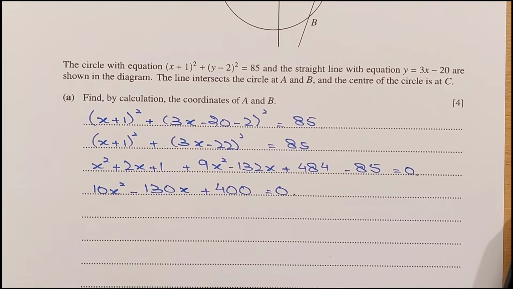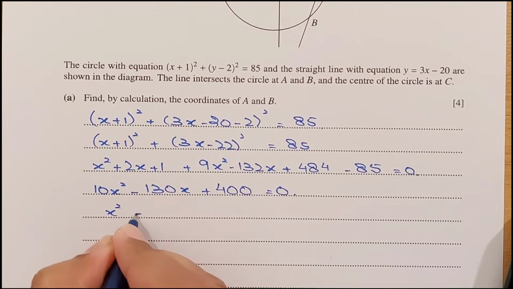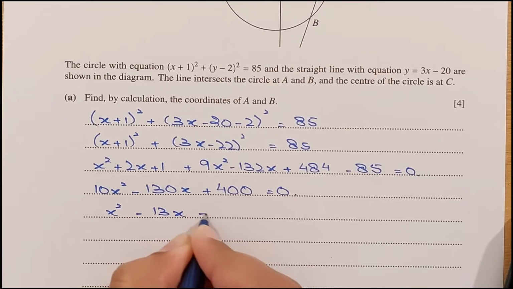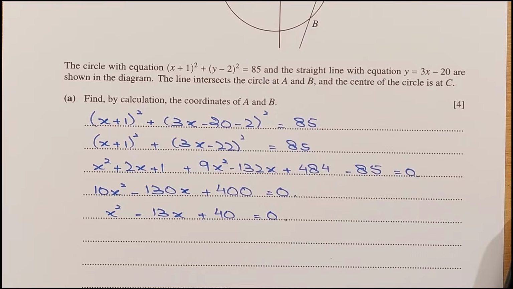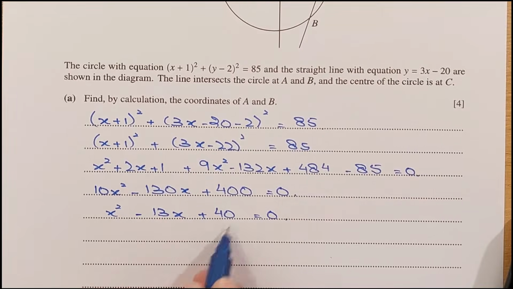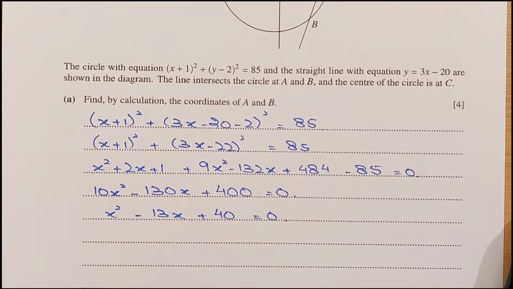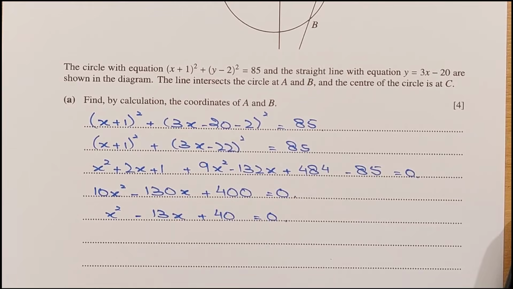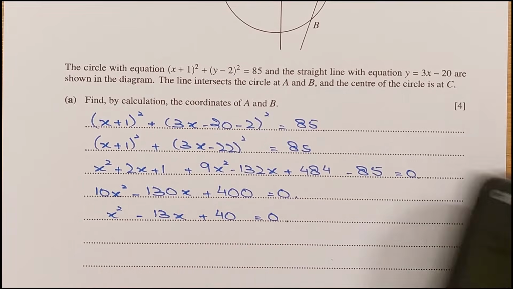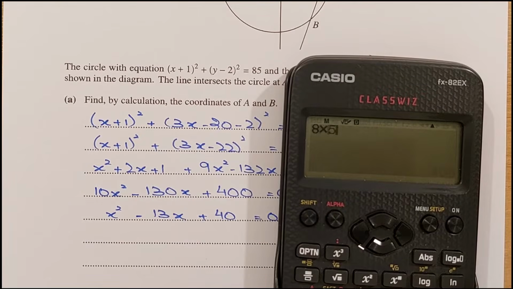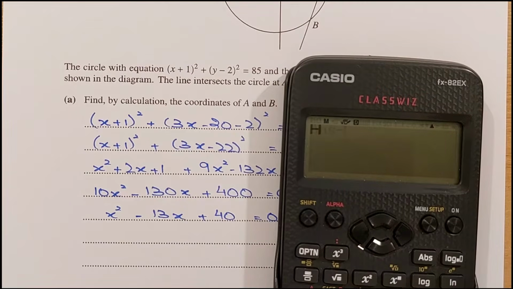Let me divide by 10. So we have x square minus 13x plus 40. This is equals to 0, simplified form. So now we have, this is the quadratic equation in a variable x. So let me factorize this. So we can say 1 times 40 is 40, and if I do 5 times 8 is 40, and 5 minus 8 is minus 13.